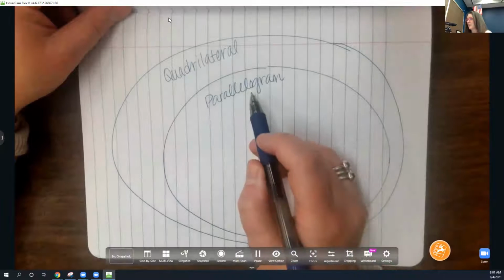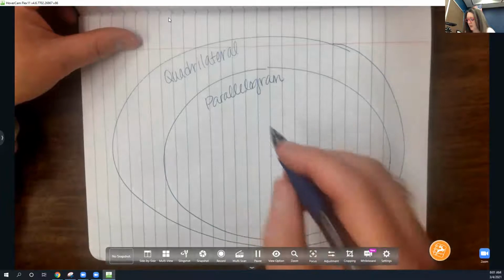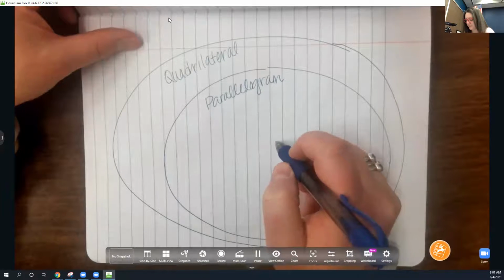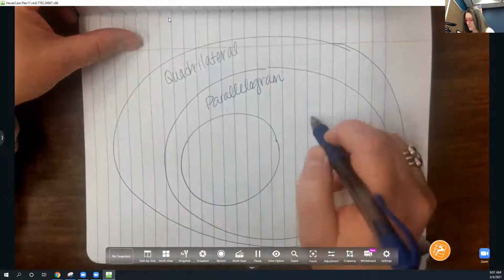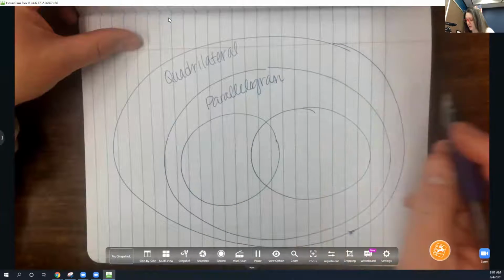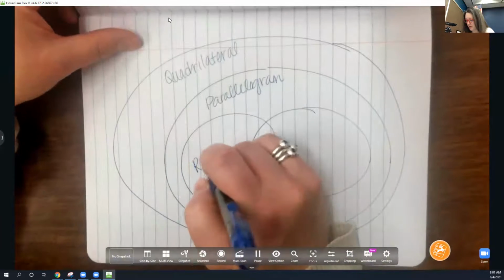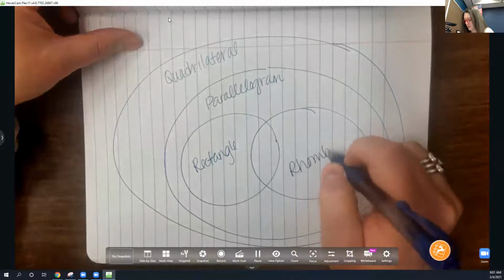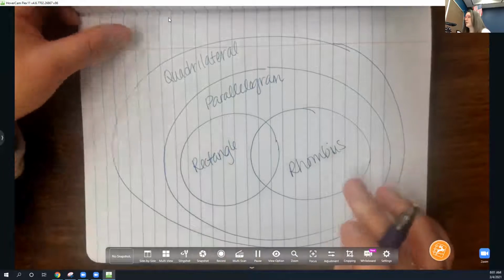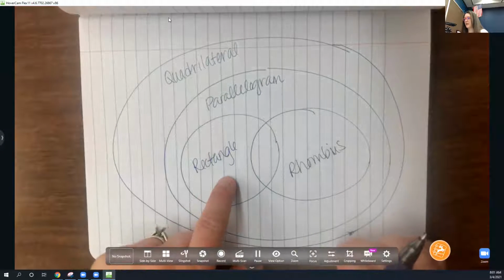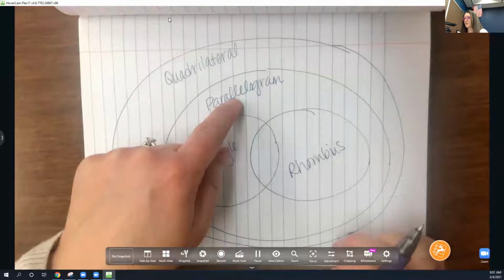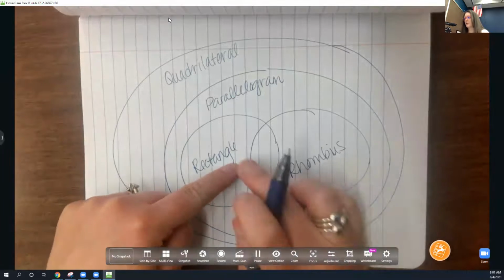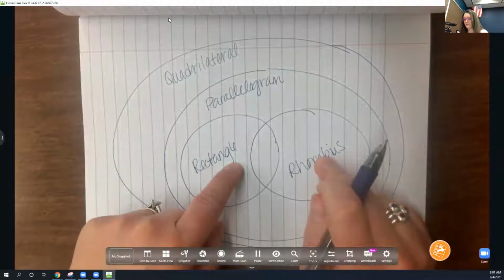So let's talk about this parallelogram here. Now in our parallelogram, we have rectangles and rhombi, right? So we're going back to our family tree. We have a rectangle and a rhombus. So here, let's talk about this. A rectangle is always a parallelogram, and it's always a quadrilateral. But a rectangle is never a rhombus, okay?